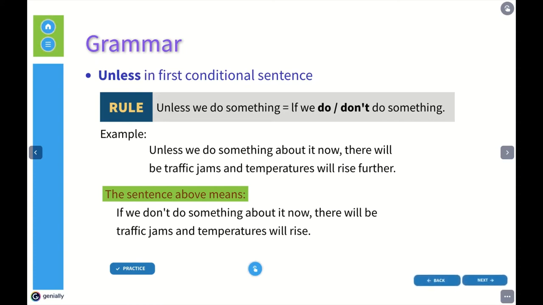But if you use unless, it means that it's kind of negative. Unless just means if not. Unless we do something means if we don't do something, or if we do not do something. Okay, and then you can practice here.